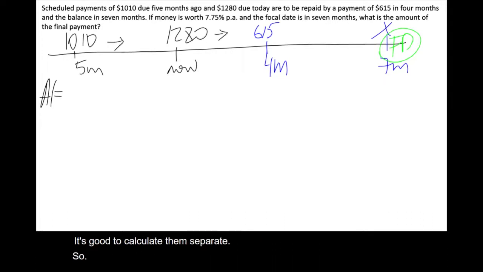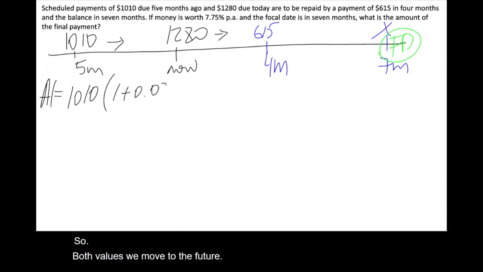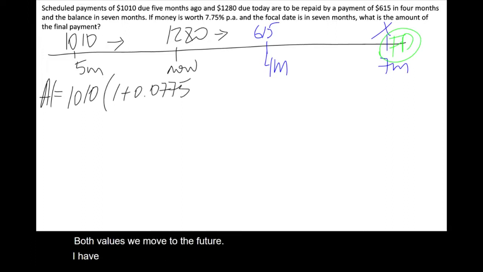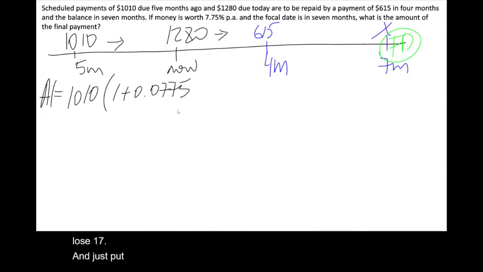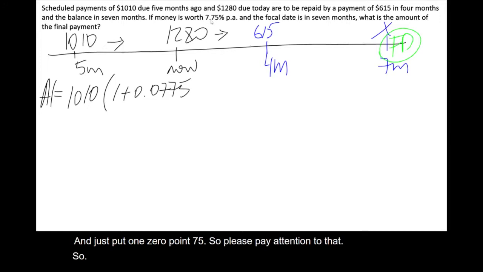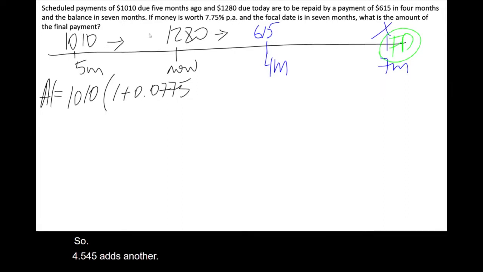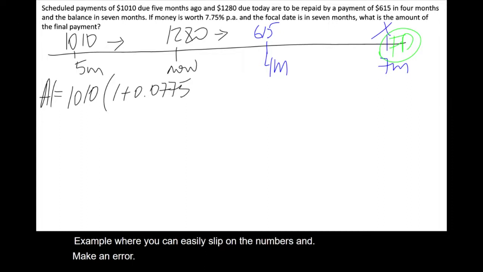So both values we move to the future. I have to tell you about this interest rate. You see 7.75. It's very easy to lose the 7 and just put 0.75. So please pay attention to that. Like 4.545, that's another example where you can easily slip on the numbers and make an error. Okay, so what I have: 12 months.